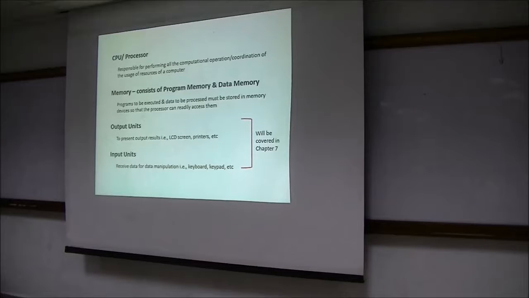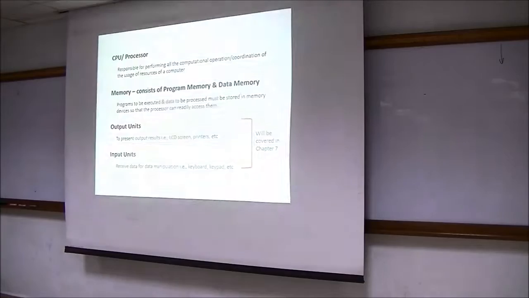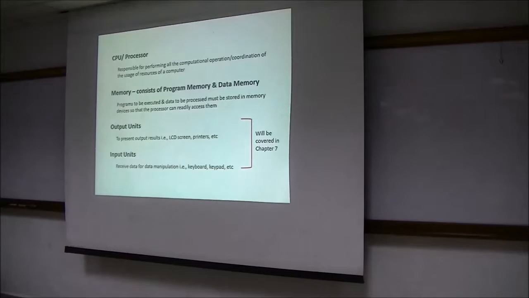So what are the 4 modules of computer architecture? The first one is the CPU, the second is memory. The memory is broken down into 2. What are those? Program memory and data memory. And then you have the output unit and also the input unit. Is it clear? This is very, very easy. Can we move on to the next one?